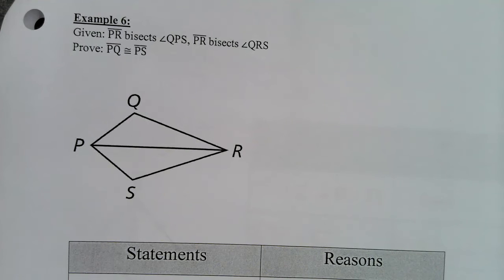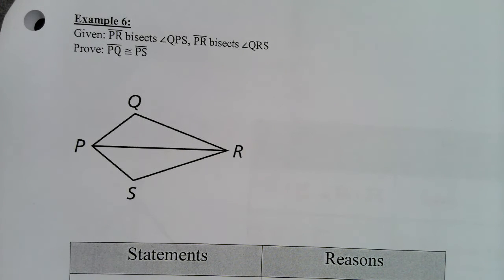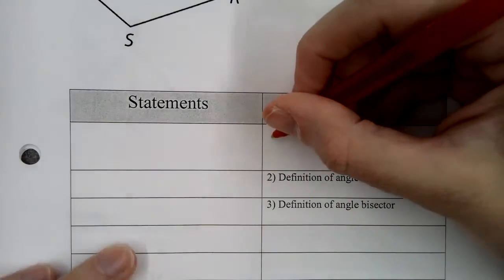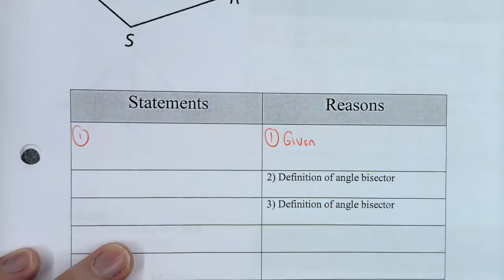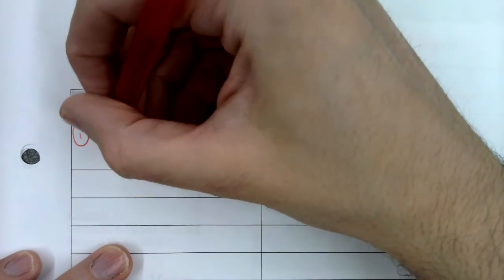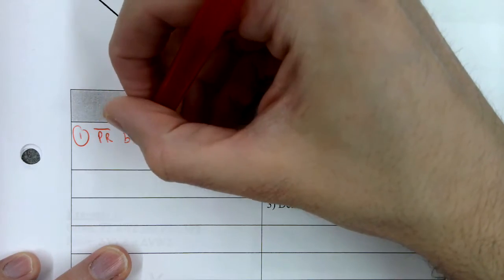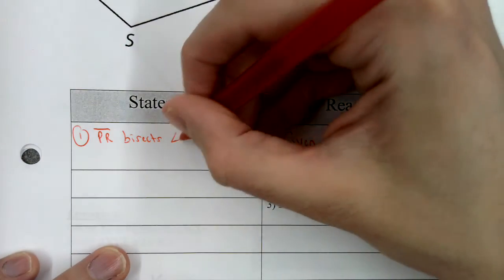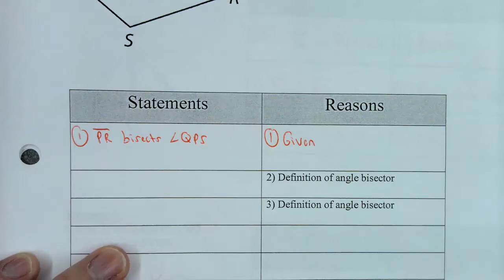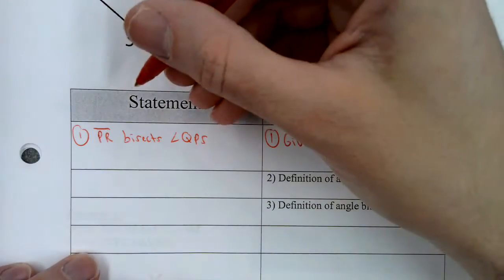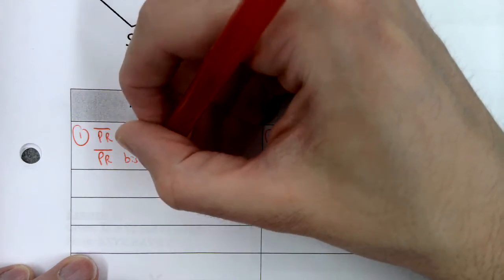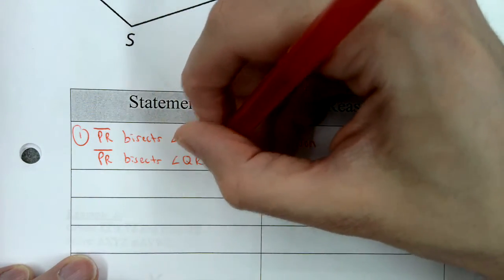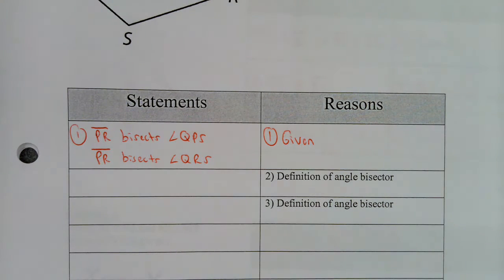One more example. PR bisects angle QPS and PR bisects angle QRS. So that'll be my first reason, given. My first statements are going to be the things I just read. PR bisects angle QPS and PR bisects angle QRS. Given.